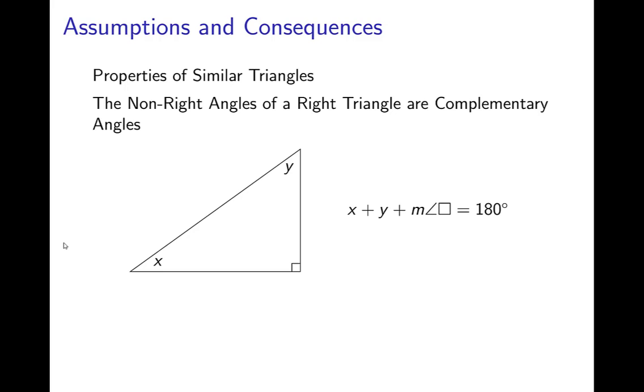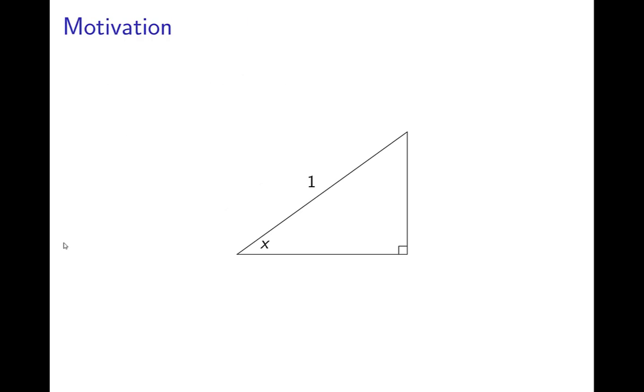Our second assumption is that the angles of a triangle add up to 180. Since a right angle has measure 90 degrees, the measures of non-right angles in a right triangle must sum to 90 degrees, and thus they are complementary.